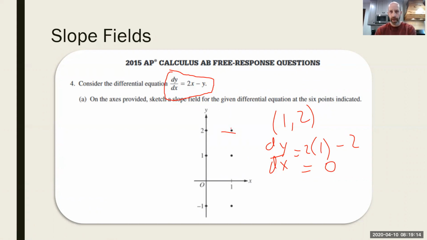I didn't do a very good job of that. Let's try that again. It's a horizontal line of 0.